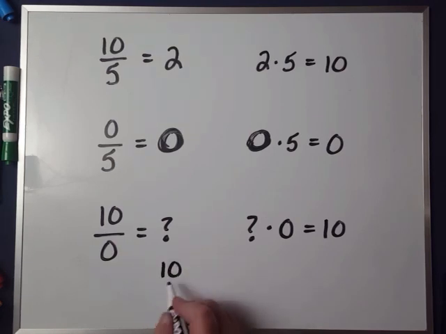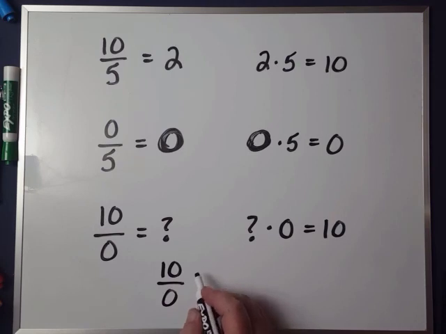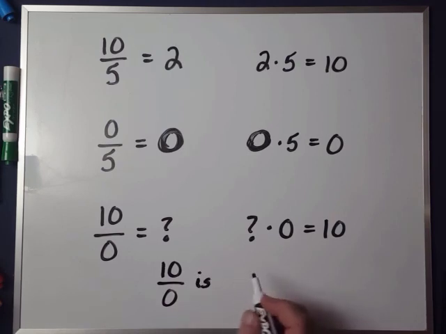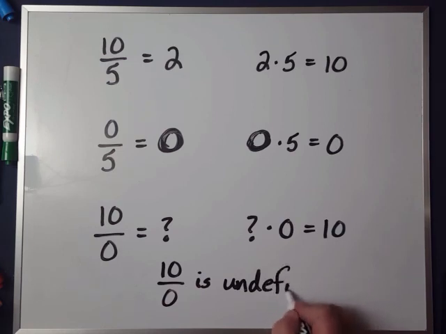We don't even use an equal sign, because undefined is not a number. It is a word, it is a concept. And it says there is no way for us to define what the answer is going to be. Division by 0 is undefined.